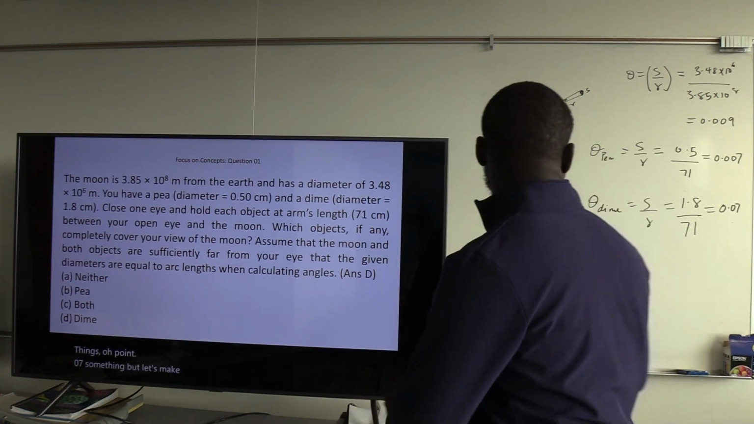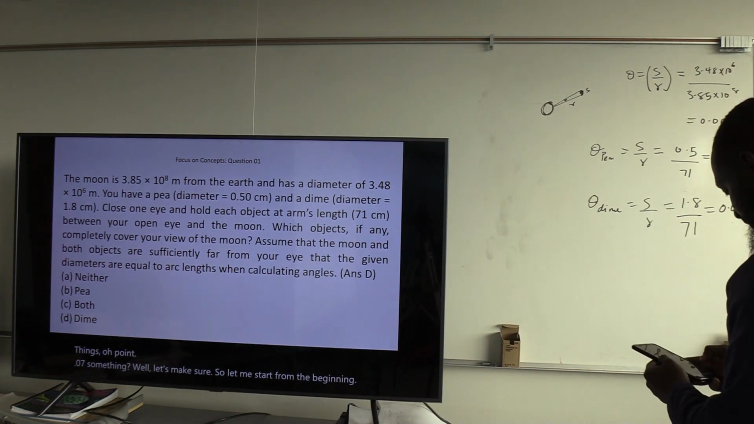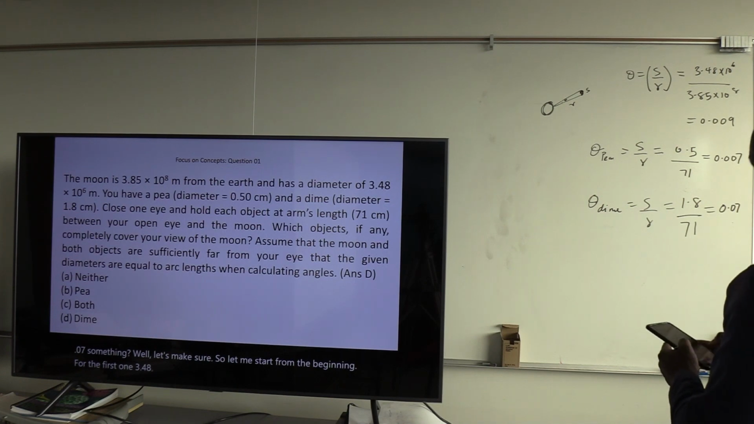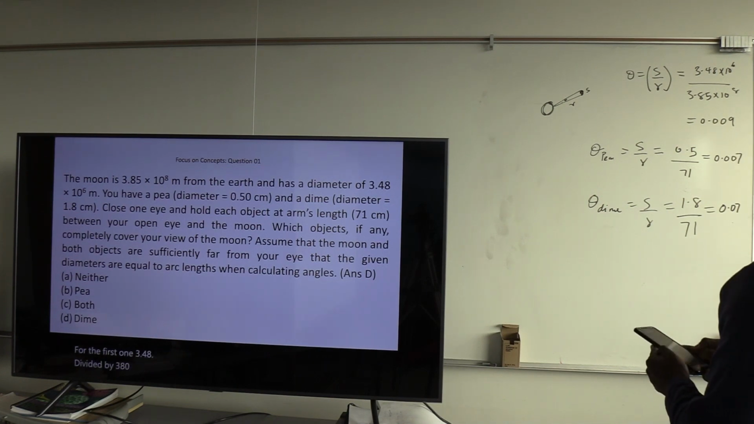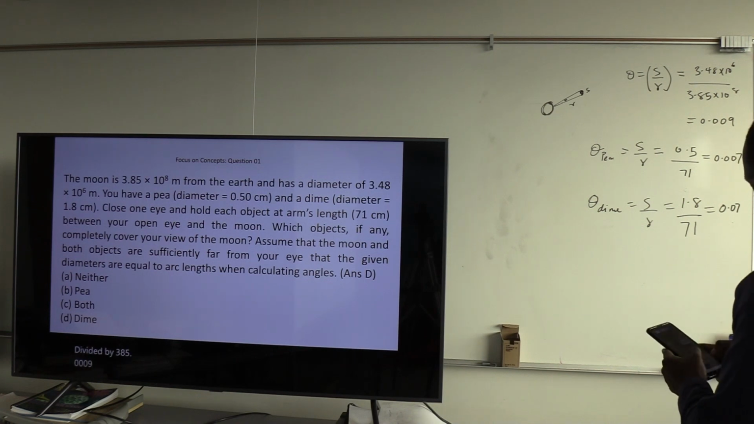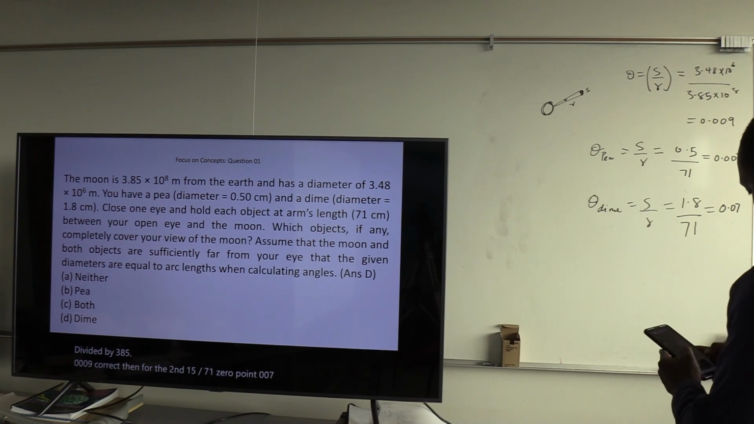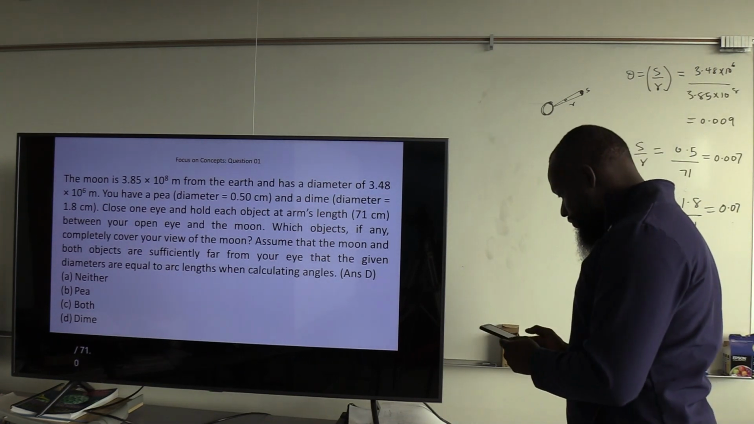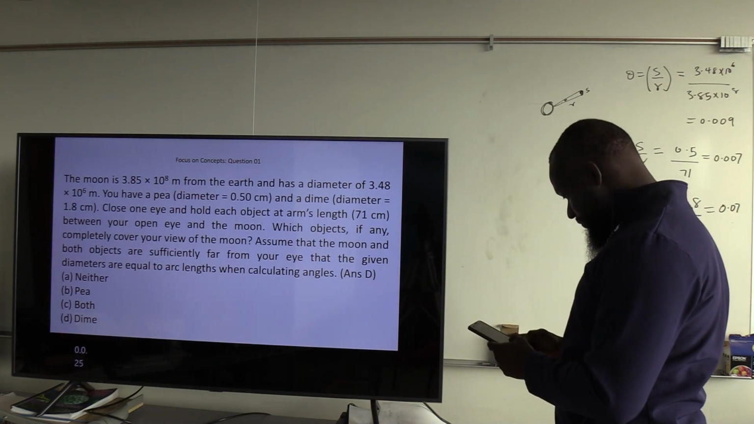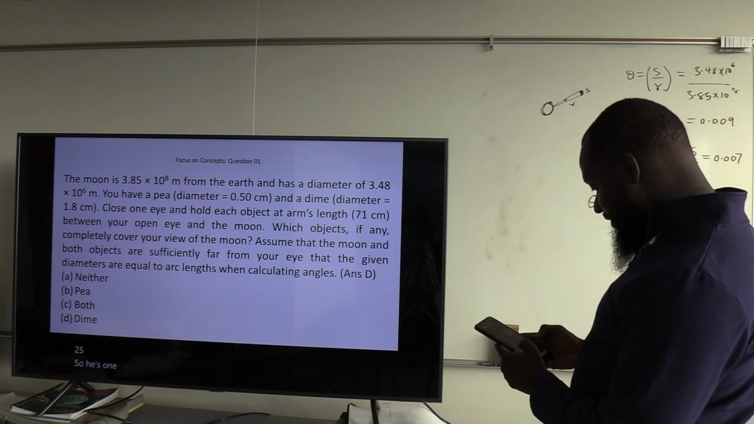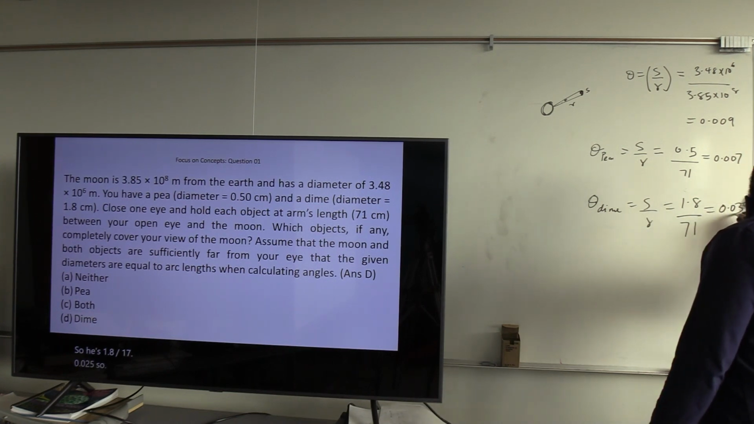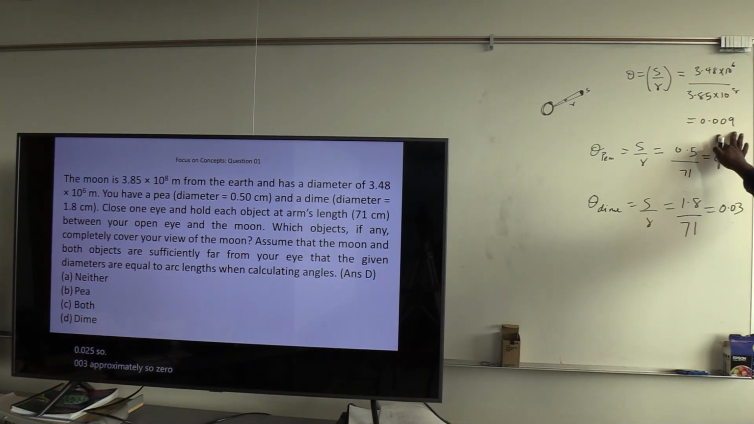So let me start from the beginning. For the first one, 3.48 divided by 385, 0.009, correct? Then for the second one, 0.5 divided by 71, 0.007. Then 1.8 divided by 71, 0.025. So it's 1.8 divided by 71, 0.025. So 0.03 approximately. So 0.03 is bigger than 0.009.